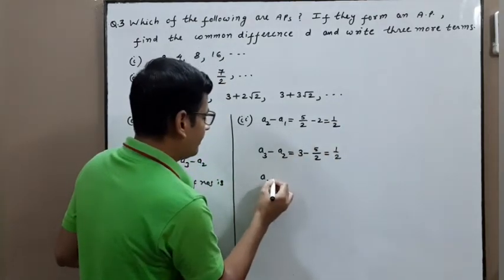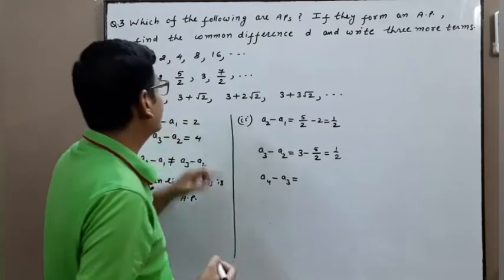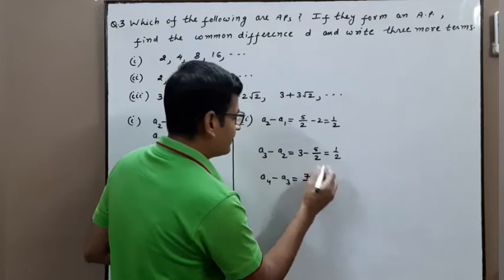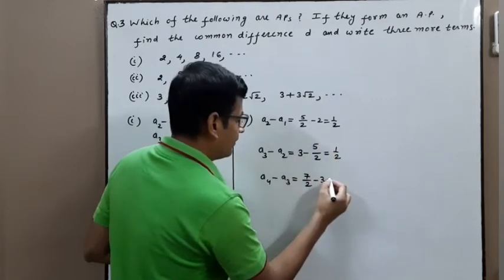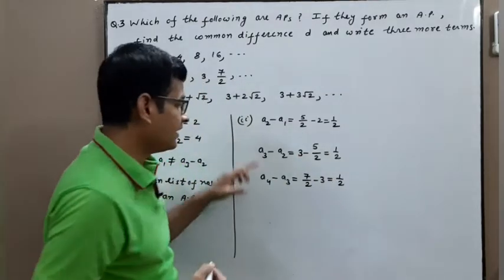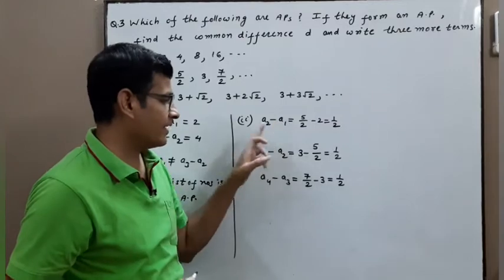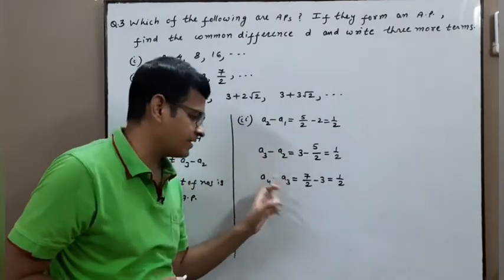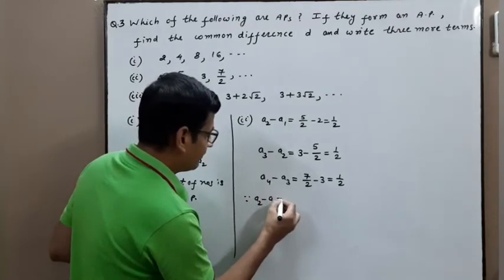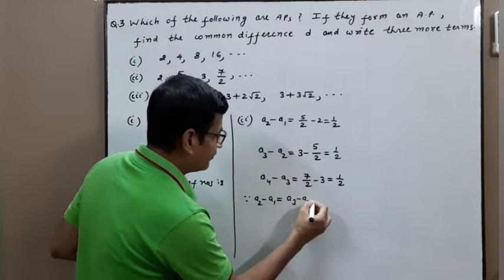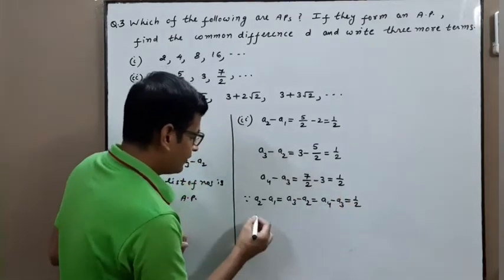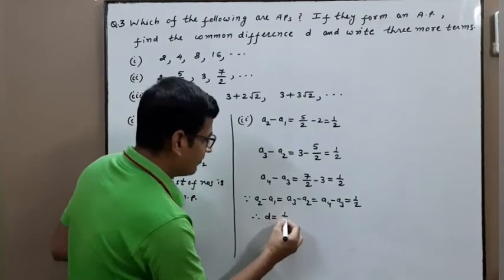Now find A4 minus A3. 7 by 2 minus 3 is equal to 7 minus 6, so 1 by 2. So in each case the difference of A2 minus A1, A3 minus A2, A4 minus A3 is equal, since it is 1 by 2. So therefore the common difference is equal to 1 by 2.